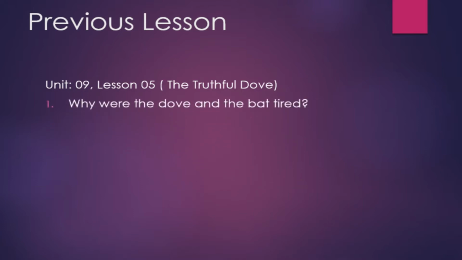My first question is, why were the dove and the bat tired? The answer will be, the dove and the bat were tired because they flew miles, or they flew a long distance. Okay, this way. The second one is, where did they get shelter? Can you remember that one? Where did they get shelter? They got shelter in a grumpy owl's nest, isn't it? Okay, thank you very much.